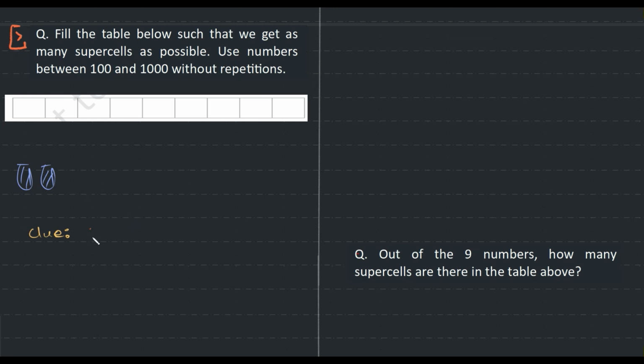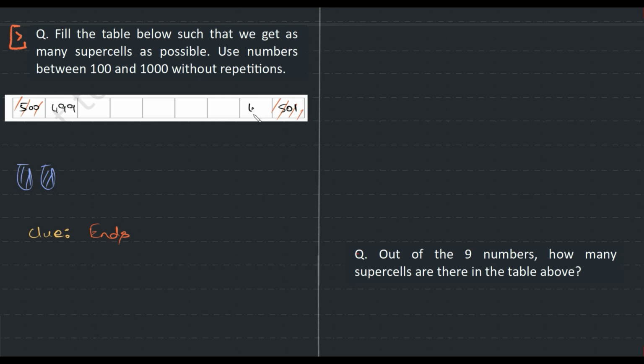I think that we should make use of the ends. The ends should be a supercell. I think with this, we'll be able to get the maximum possible supercells. Okay, let's do it. I want to make this a supercell. I'll start off with, say, 500. So this has to be 499 at least. And this is, say, 501.